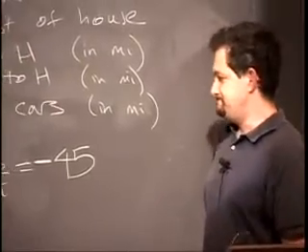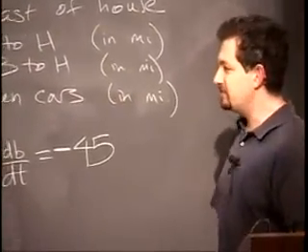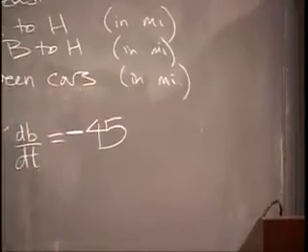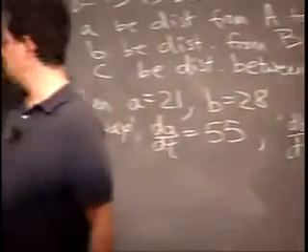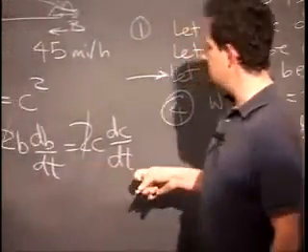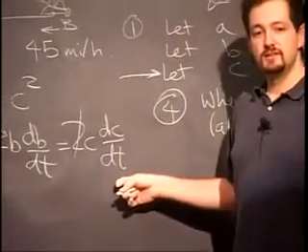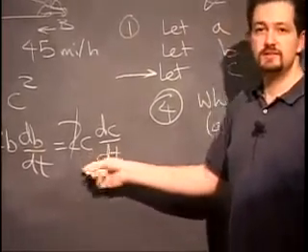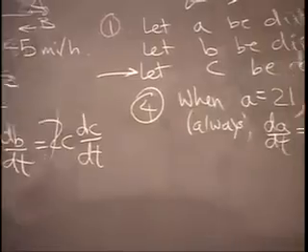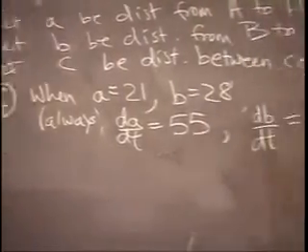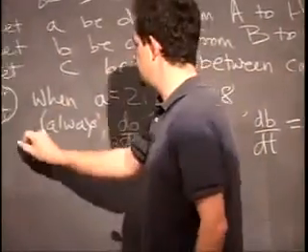Okay. We are almost done. If you look at this equation, we now know A, we know dA/dt, we know B, we know dB/dt, we want dC/dt. But we still need to find C. So how are we going to do that? Well, we need to go back to the original equation.